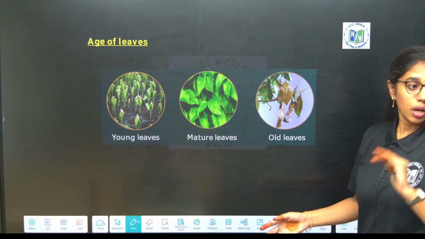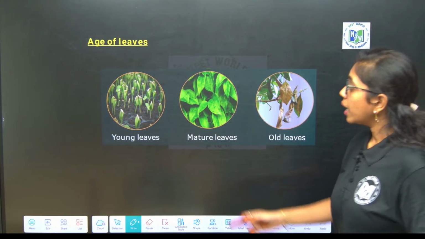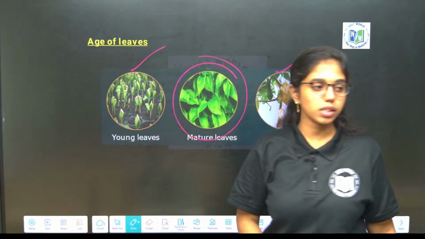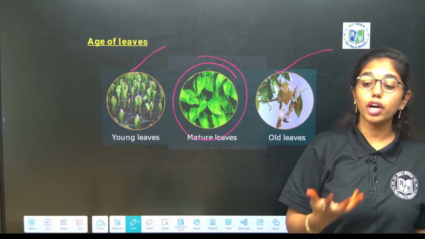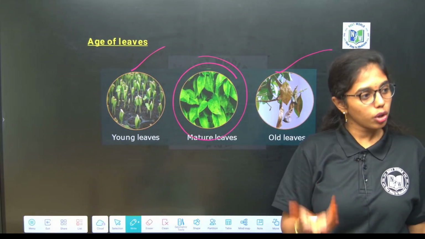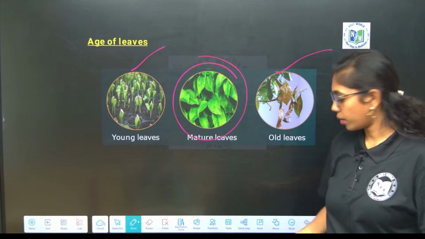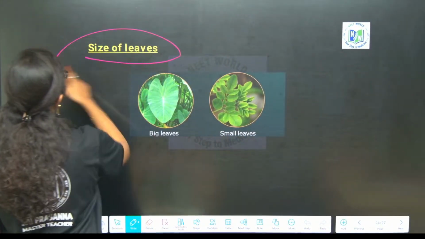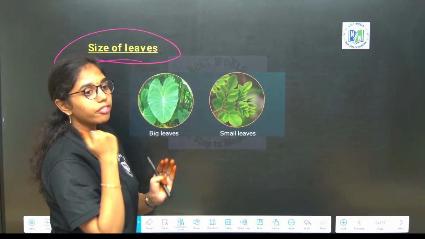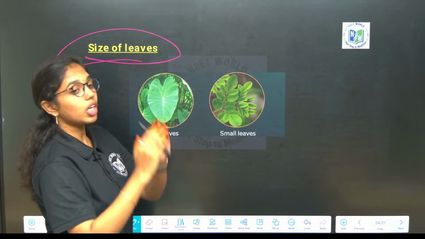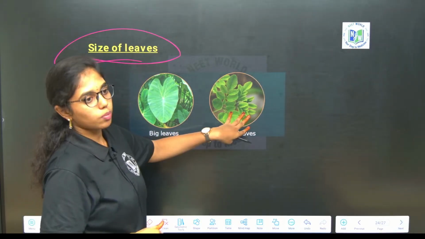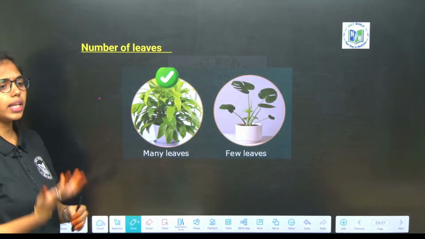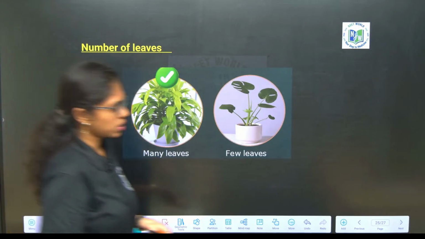Next, age of leaves. When age of leaf is considered, then young leaves and old leaves, which leaf will conduct maximum photosynthesis? Mature leaf, because they are abundant in chlorophyll, chloroplast and mesophyll cells. Next, size of leaves. Bigger leaf will have more carbon dioxide fixation because it has more surface area than small leaves. Number of leaves. More the number of leaves, more photosynthesis.